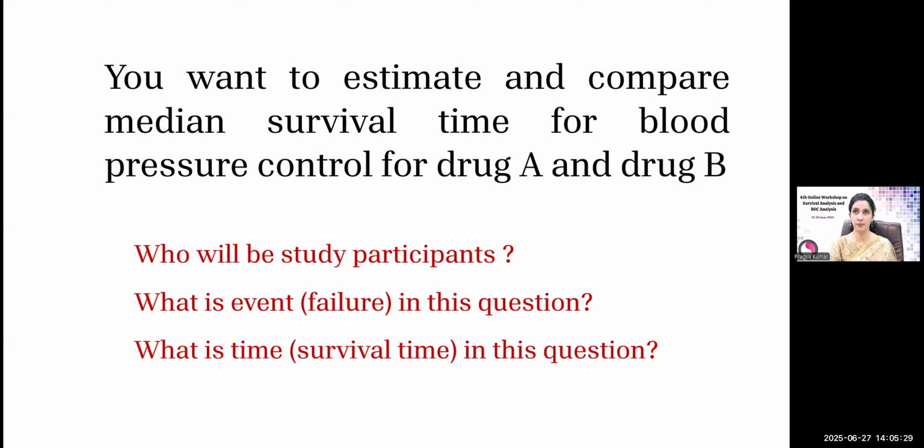Now coming to another example, you want to estimate and compare the median survival time for blood pressure control in the two groups, drug A and drug B. So who will be the study participants? Study participants will be hypertensive people. But again, what is the failure in this case? What is the event? I have written survival time for blood pressure control, so my event is hypertension control. So it is a positive event, not a negative event. And survival time is time until the control of BP. We are not writing reduction of BP. We will just add these two with the term until. So we will write time until the blood pressure control.